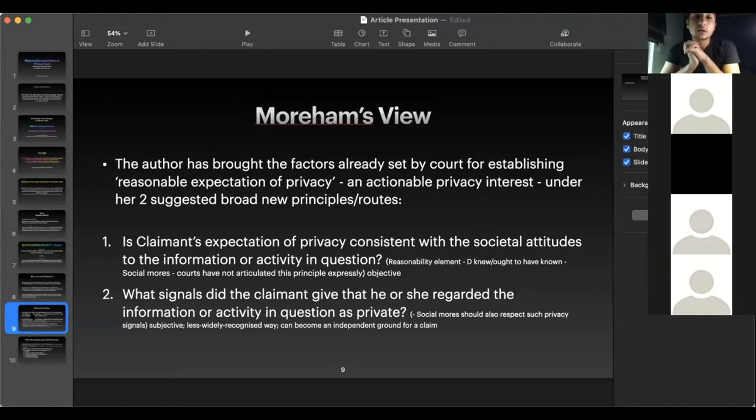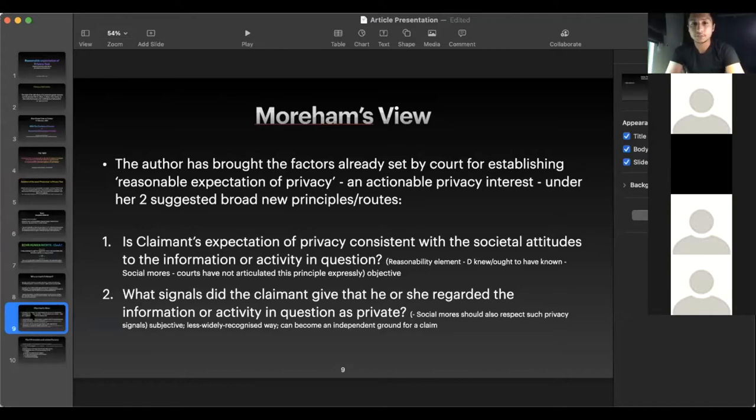And what she says is, regardless of the answer, whether the answer is in the affirmative or not, you move on to the second question, which is: what signals did the claimant give that he or she regarded the information or activity in question as private? So regarding the first question: is the claimant's expectation of privacy consistent with the societal attitudes to the information or activity in question?